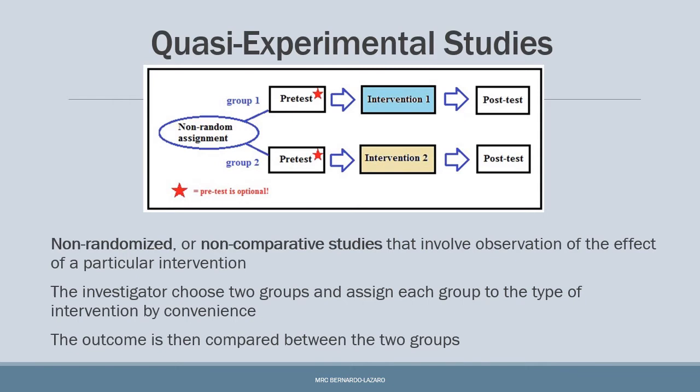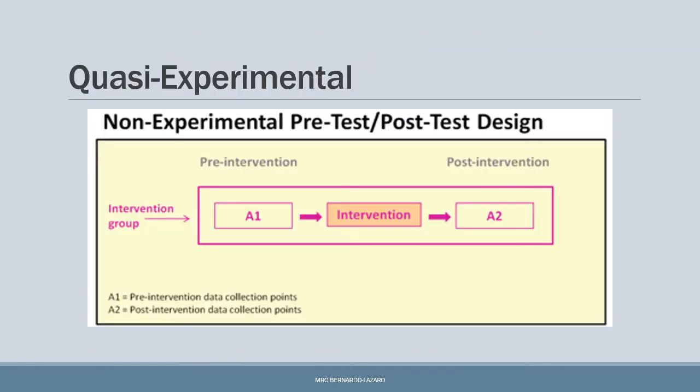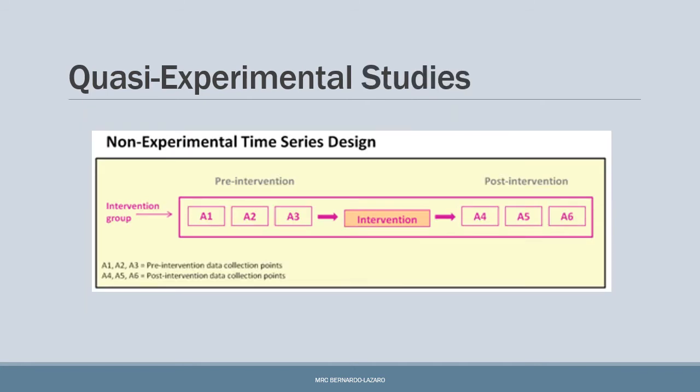If the experimental study is non-randomized or non-comparative, you have a quasi-experimental study. The investigator chooses two groups and assigns each group to the type of intervention by convenience, and the outcome is compared between the two groups. You may also have just one group in a quasi-experimental study and have a before and after study design, just as illustrated here. So you have a pre-intervention, then you put the intervention, then you measure the outcome at the post-intervention. You can also have a time series design, where you have a series of measurements during the pre-intervention and post-intervention period.